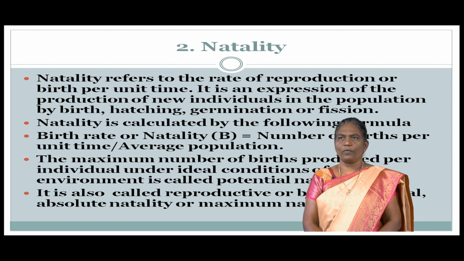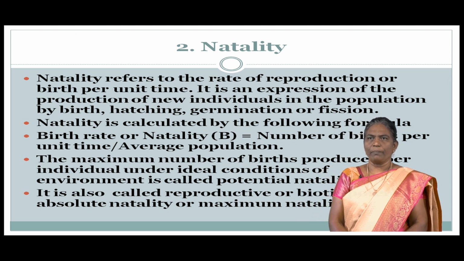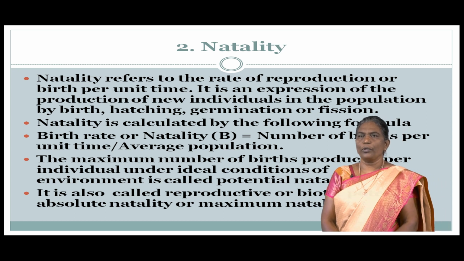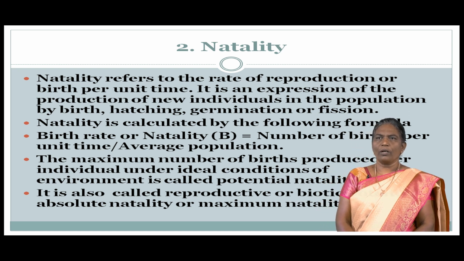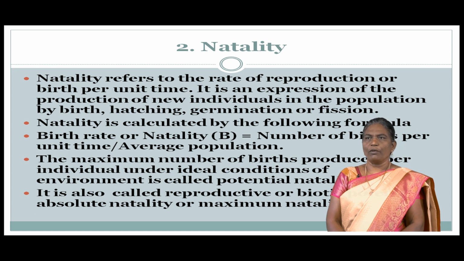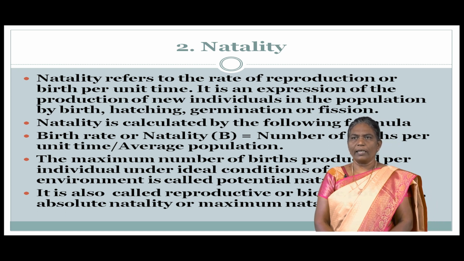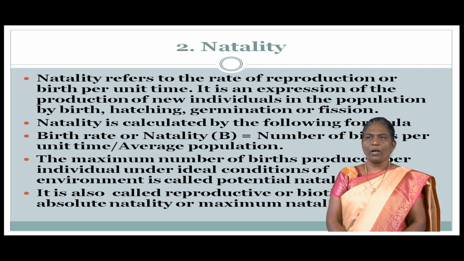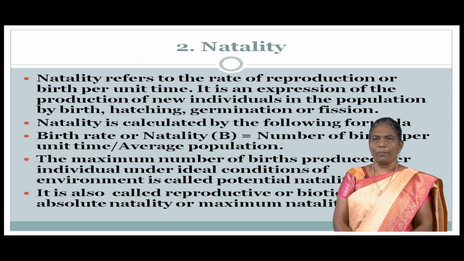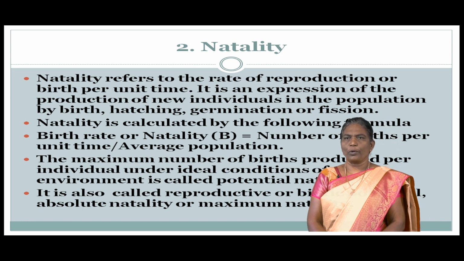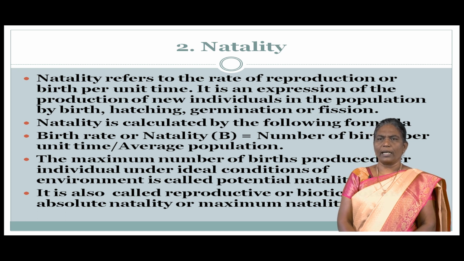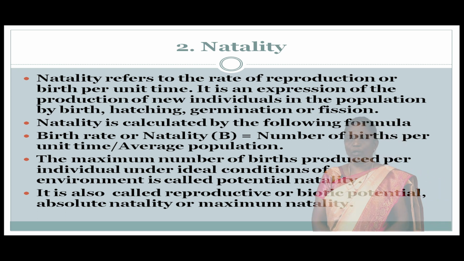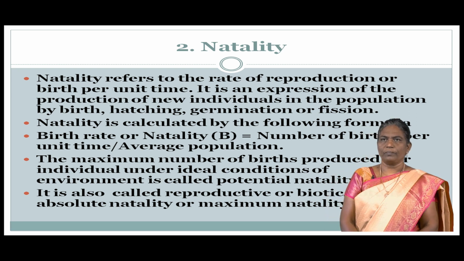Natality refers to the rate of reproduction or birth per unit time. It is an expression of the production of new individuals in the population by birth, hatching, germination or fission. Natality is calculated by the following formula: birth rate or natality B is equal to number of births per unit time per average population. The maximum number of births produced per individual under ideal conditions of environment is called potential natality. It is also called reproductive or biotic potential, absolute natality or maximum natality.